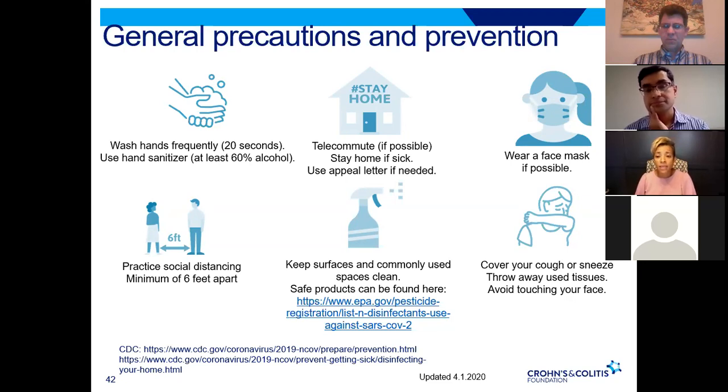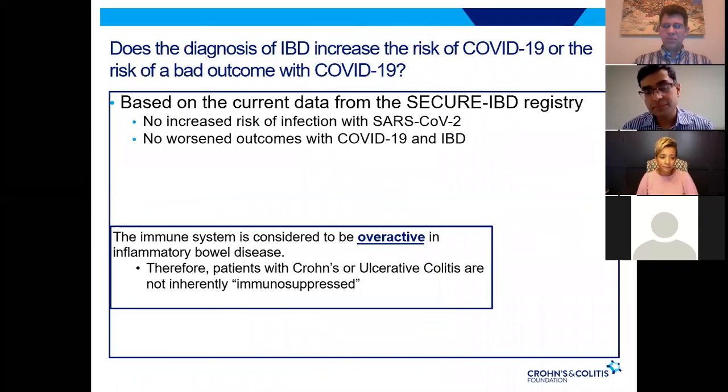And if you have to go outside, then wearing a mask if possible, keeping that 6 feet social distance in. And then keeping your commonly used surfaces, the touch surfaces, clean with alcohol, with bleach. And the safe products can be found on the foundation's webpage. If you have a cough or a sneeze, make sure you cover your cough or sneeze when you do that. Throw away any tissues that are used right away, and avoid touching your face, your eyes, your mouth if you haven't washed your hands yet. Next slide.